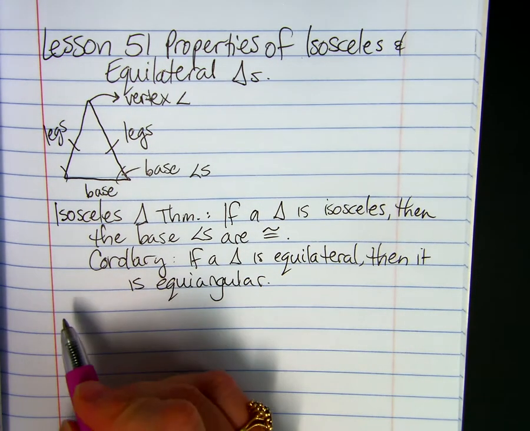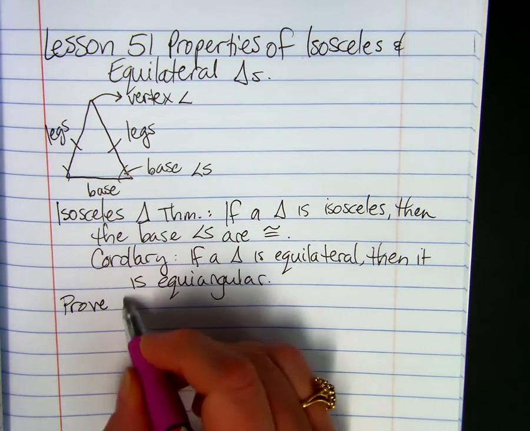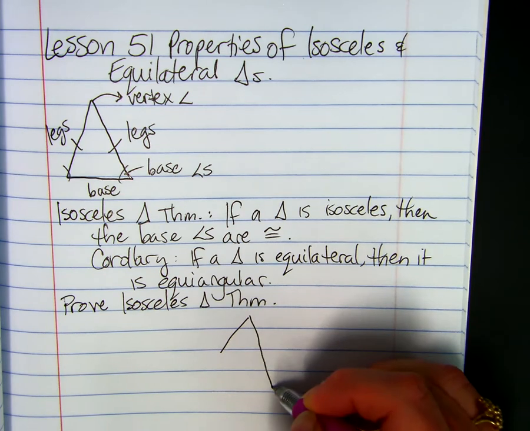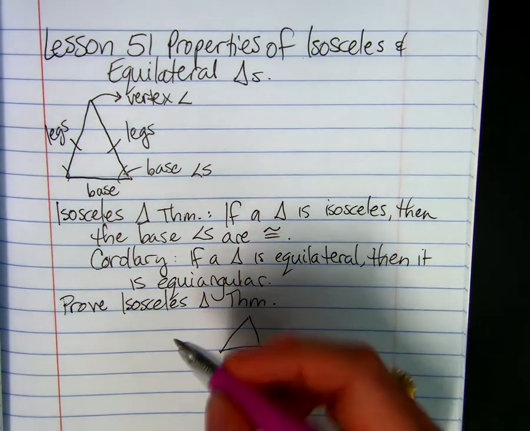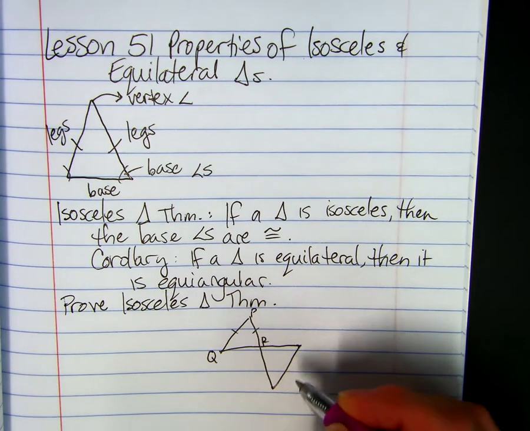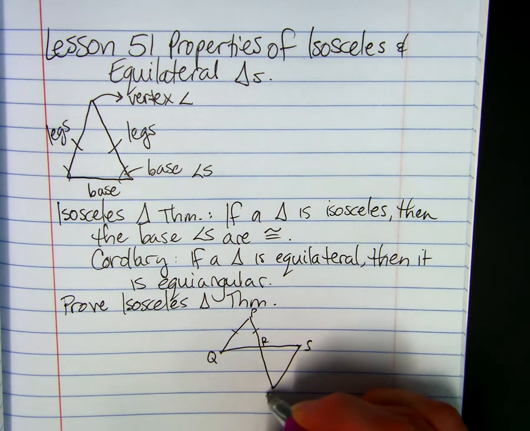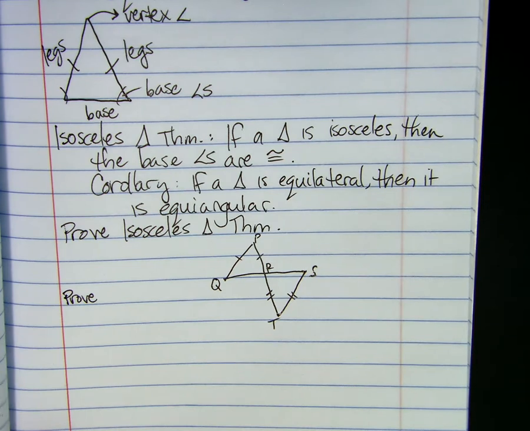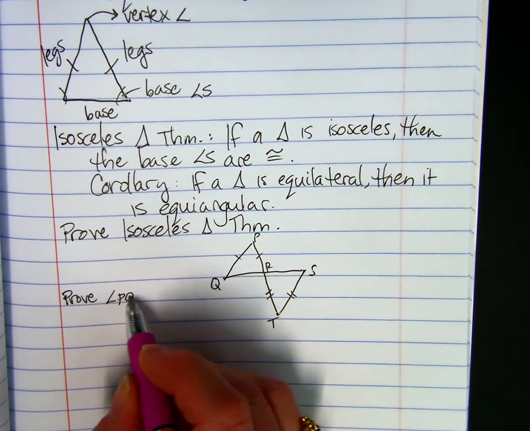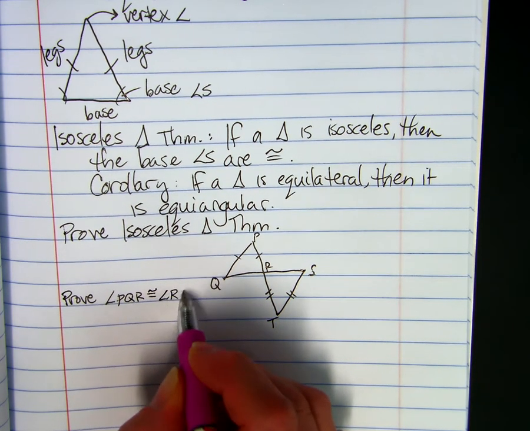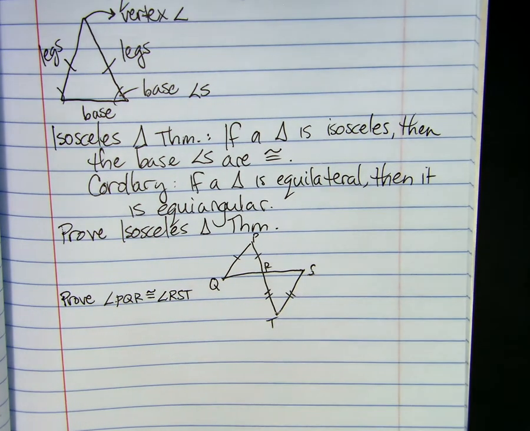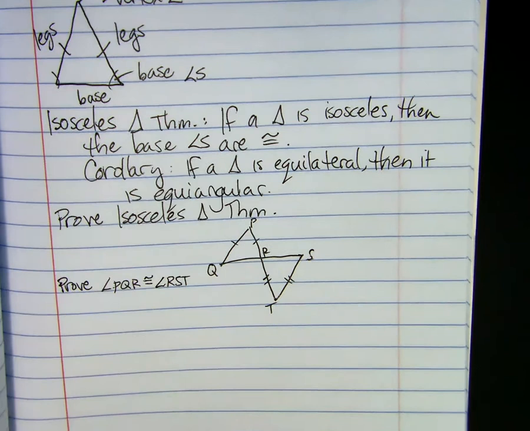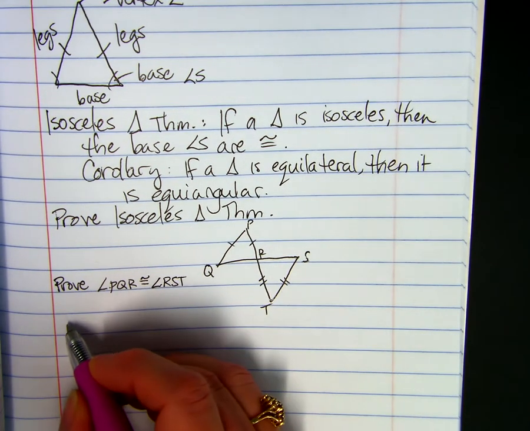So we are going to prove the isosceles triangle theorem in our notes. So we're going to draw a picture for our given. And we want to prove that angle PQR is congruent to angle RST. Okay, so we are going to do statements and reasons for this.